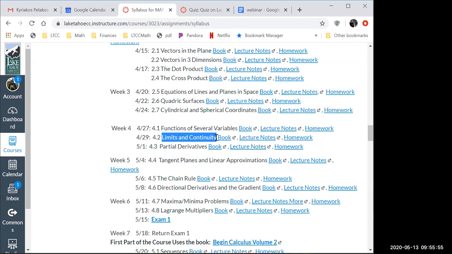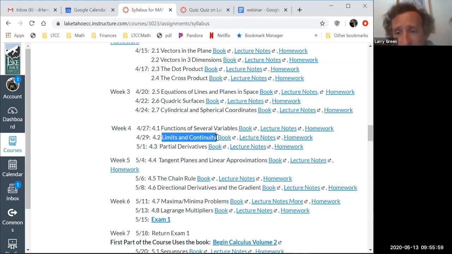Determine if the function is continuous using limits. Yeah, I'm going to say it a little differently. Determine if the function is continuous, but not just using limits, because that's not enough. I'm going to say using the definition. So remember, the definition is the limit exists, and if you plug that point into the function, you get the limit.